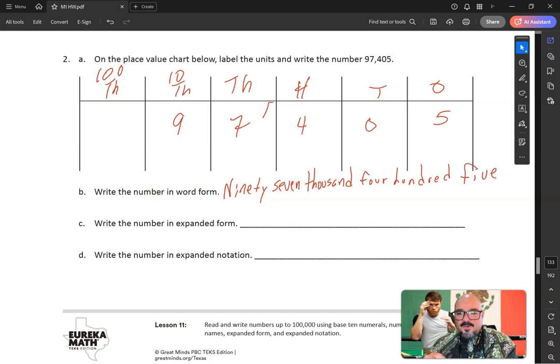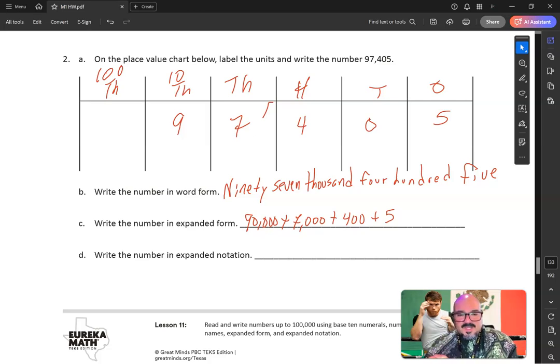Okay. Write the number in expanded form. Expanded form, remember we're taking the value of the number and adding. 9 is in the 10,000s, so that's 90,000. Plus 7 is in the thousands, is worth 7,000. Plus 400, because 4 is in the hundreds place. The value is 400. No tens, and I have 5 ones.